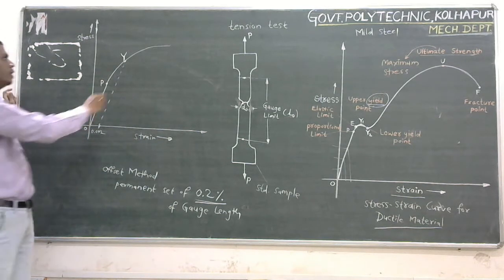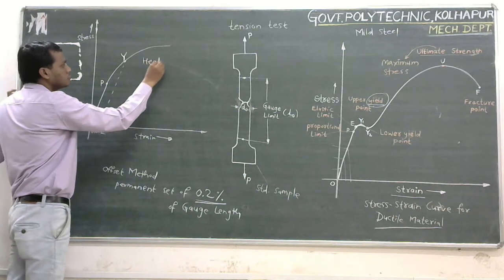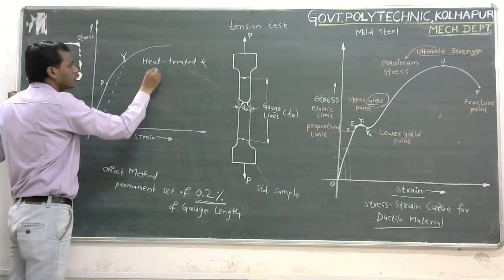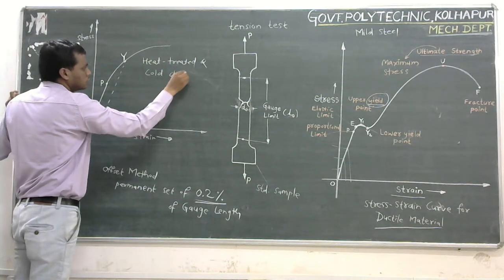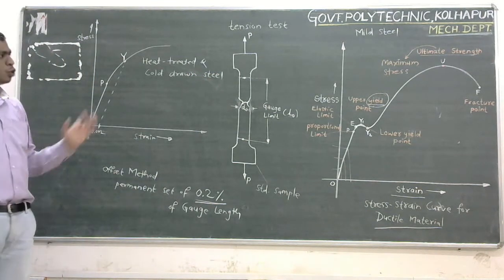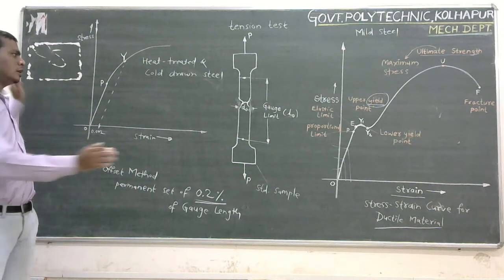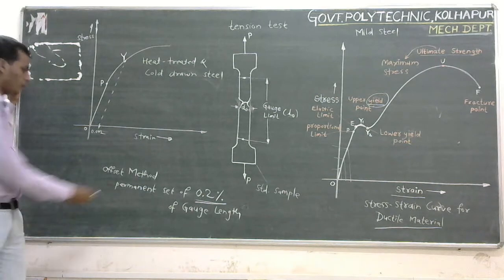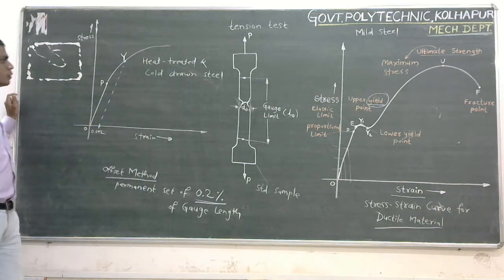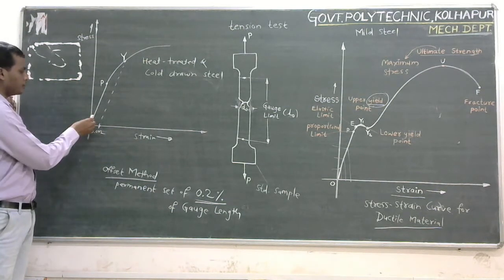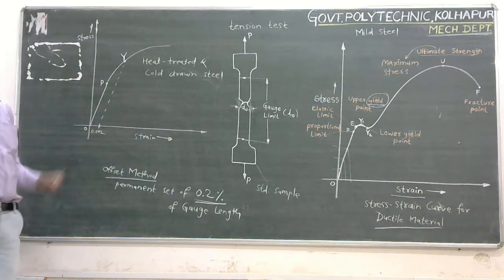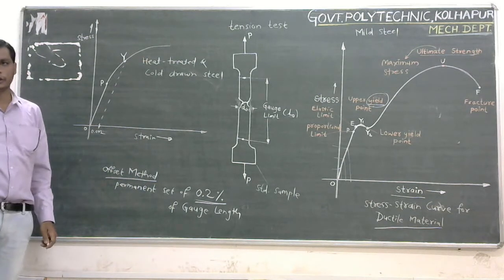In some materials where there is heat treatment, heat treated and cold drawn steel, they don't show a clear yield point. So in that case, we find the yield point by the offset method. We take the permanent set of 0.2% on the strain axis, and then mark a line parallel to the initial line up to the proportional limit, and then point Y is found on the curve. This is the yield point by the offset method. Okay.